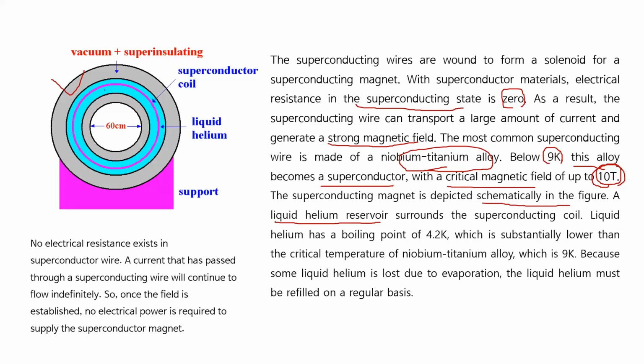That's right, this is liquid helium. Liquid helium has a boiling point of 4.2 Kelvin, which is substantially lower than the critical temperature of niobium titanium alloy, which is 9 Kelvin. Because some liquid helium is lost due to evaporation, the helium must be refilled on a regular basis.